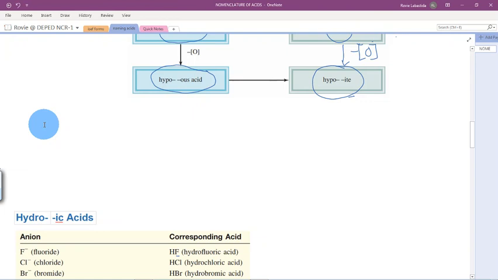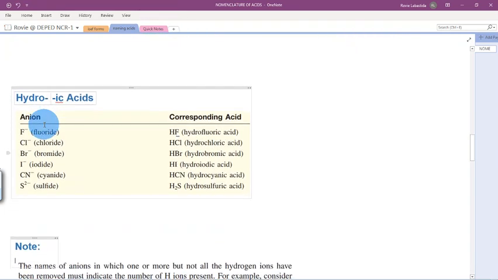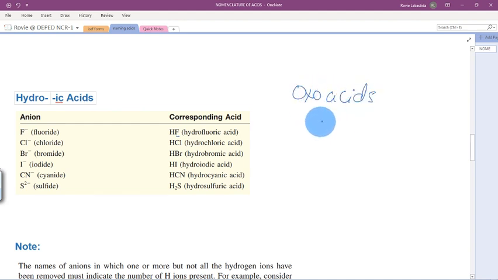Okay, let me just scroll down. Hydroic acids. So if you notice, what I discussed was about oxoacids. So again, when you say oxoacids, it is composed of a hydrogen atom, a central atom, and then oxygen atoms. An example is chloric acid. Any acid that has hydrogen, a central atom, and oxygen is called an oxoacid.